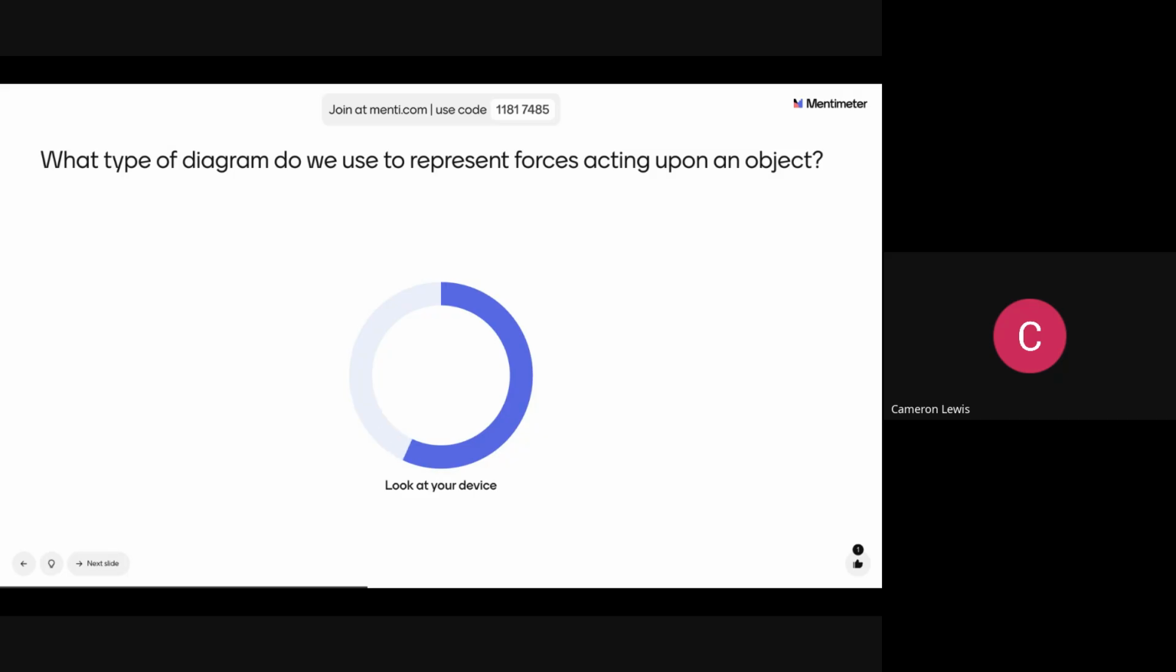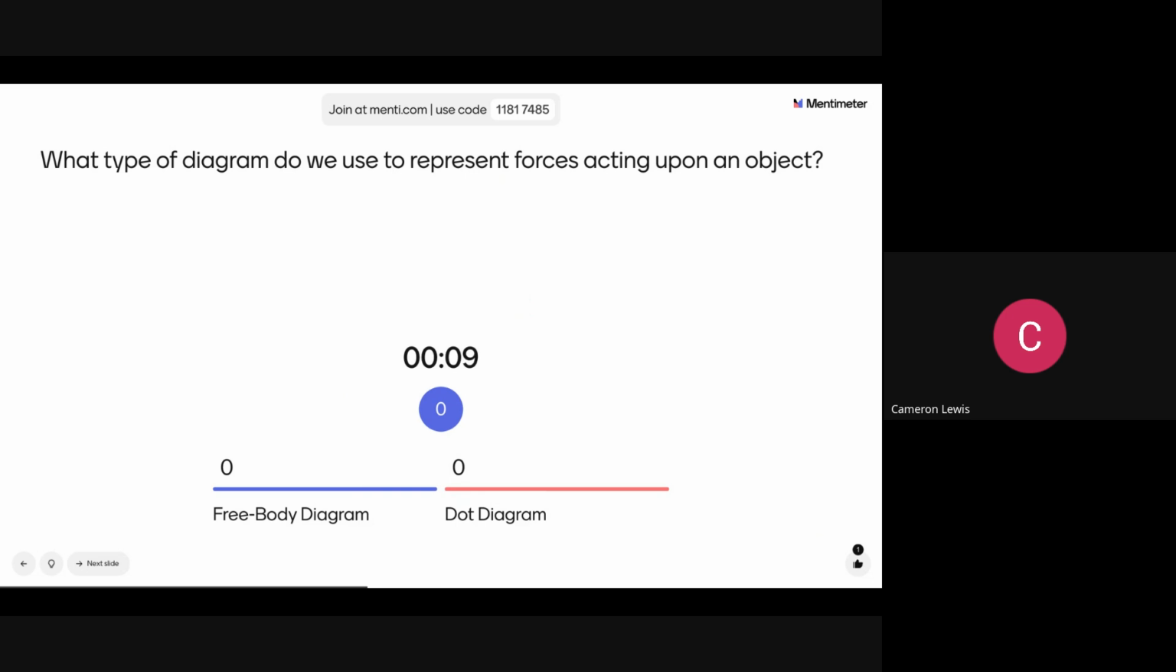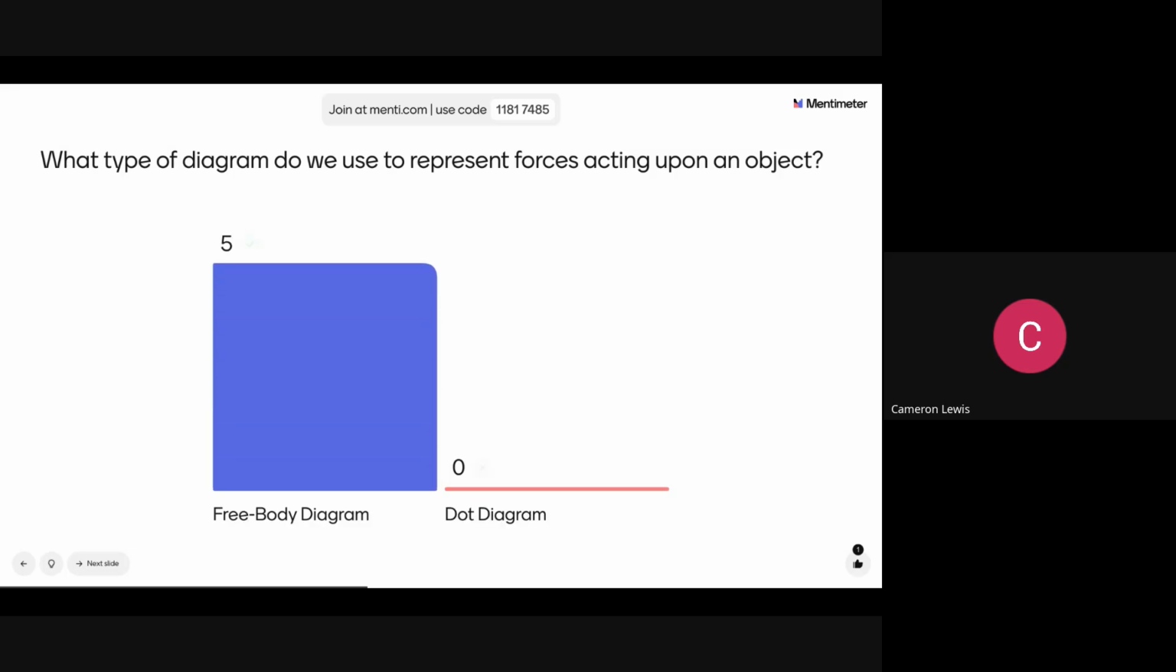What type of diagram do we use to represent forces acting upon an object? A free body diagram or a dot diagram? Good, a free body diagram.